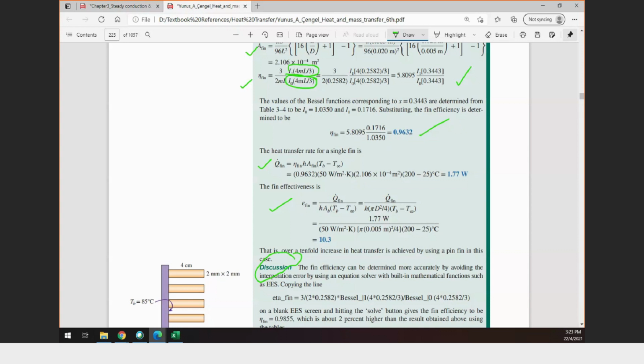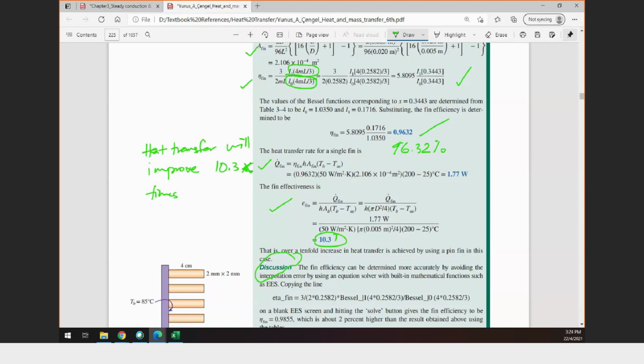96.32%. We can say it again here in terms of percentage, 96.32%. And the effectiveness is 10.3, meaning it is 10.3 times better than if the fin is not available. This means the effectiveness shows that the heat transfer will improve 10.3 times.